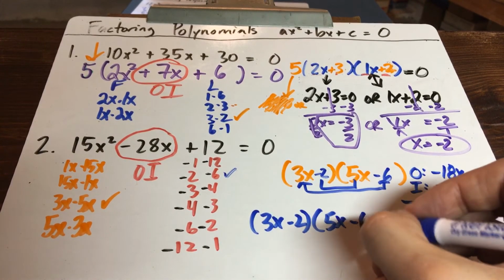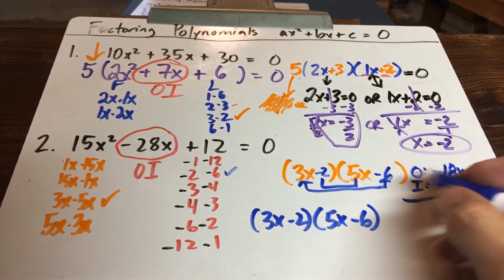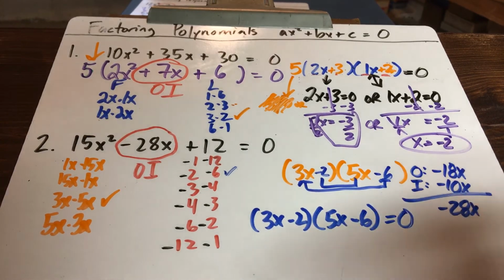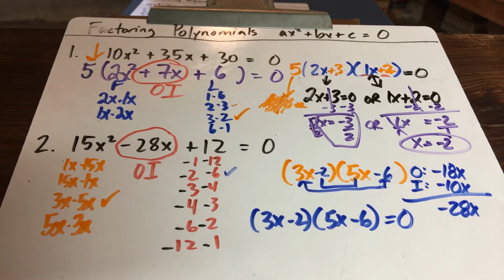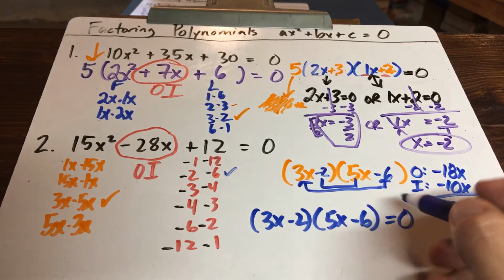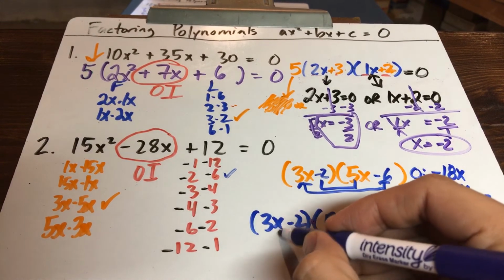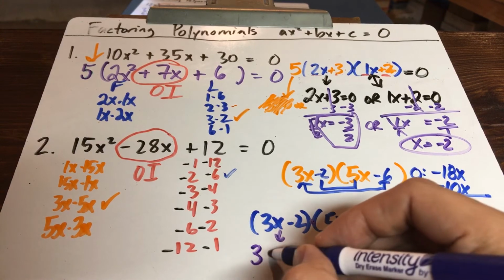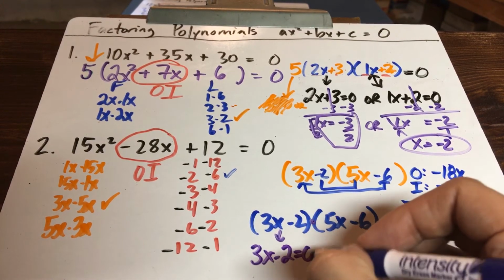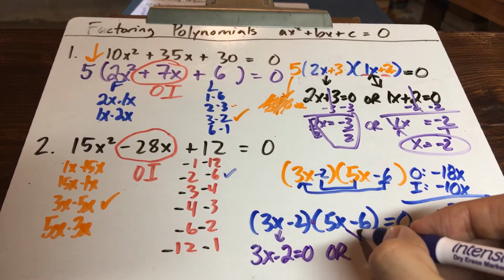5x minus 6, and this thing actually equals 0. It was actually an equation. So whenever it equals 0, all you have to do is set each parentheses equal to 0. I know this is a multiplying statement with a final answer of 0. So either this parentheses equals 0, 3x minus 2 equals 0, or this parentheses equals 0.